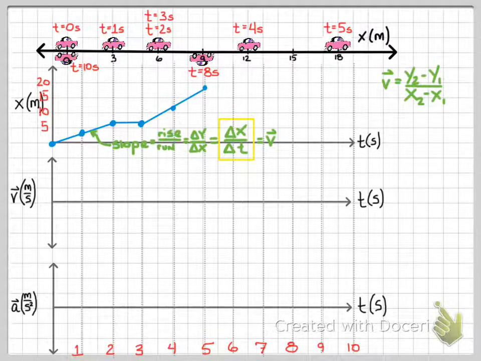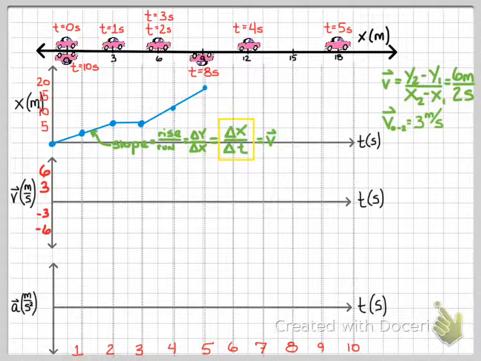Okay, let's go ahead and find our velocity by finding the slope of that line segment from 0 to 2 seconds. We know that it's y2 minus y1 over x2 minus x1. And if I plot those points in, y2 minus y1 would be 6 minus 0, and x2 minus x1 would be 2 minus 0, which is going to give me 6 meters over 2 seconds. I can say that the velocity during that time interval from 0 to 2 seconds is 3 meters per second.